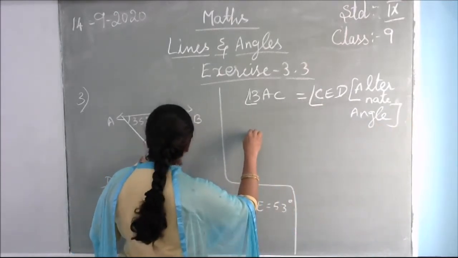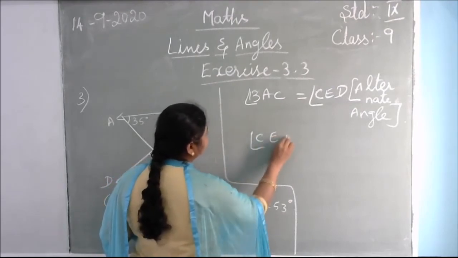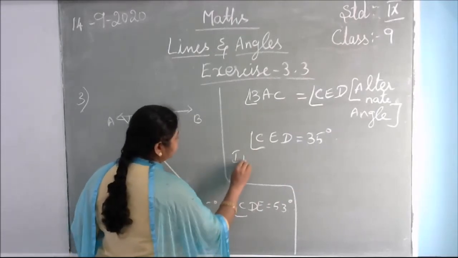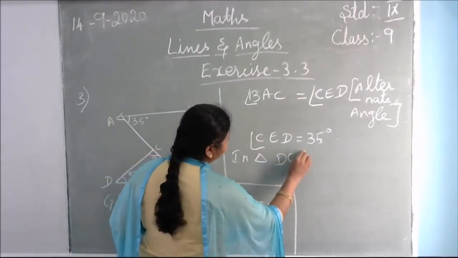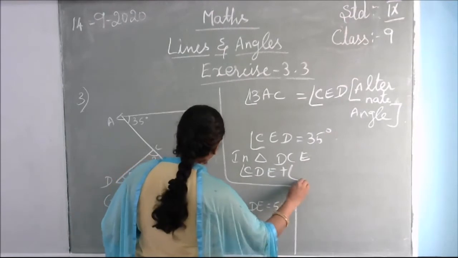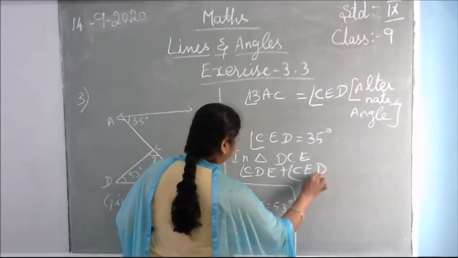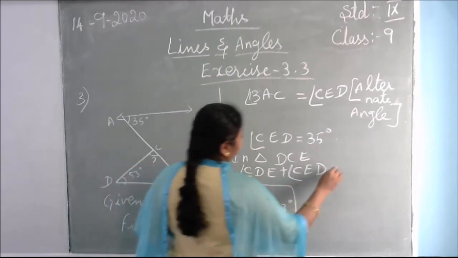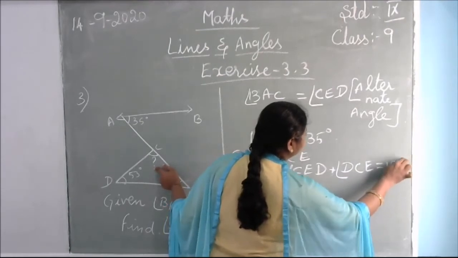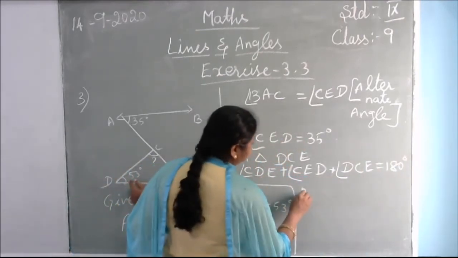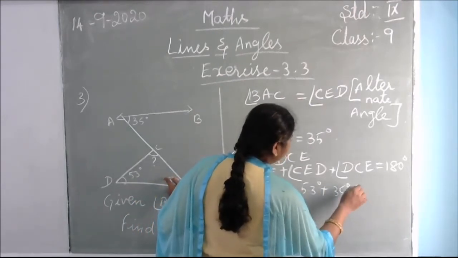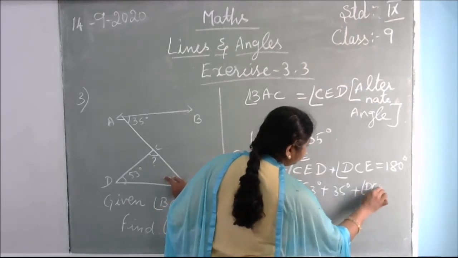So therefore angle CED is also 30 degrees. Now in triangle DCE, angle CDE plus angle CED plus angle DCE is equal to 180. So this one is 53 degrees plus this one is 35 degrees plus you have to find angle DCE.